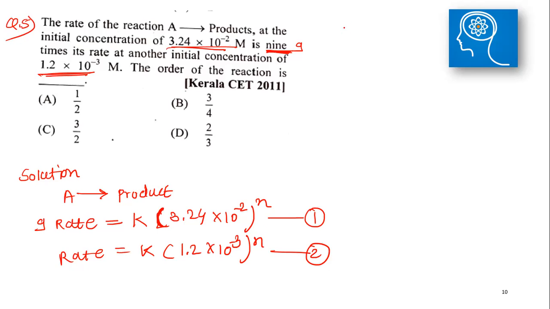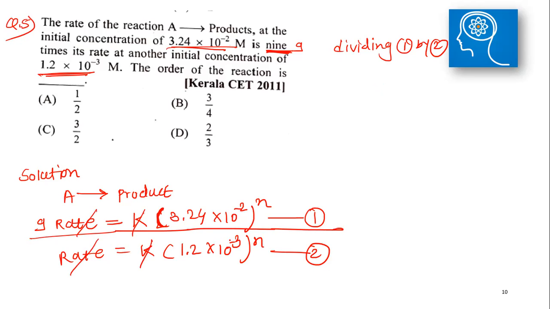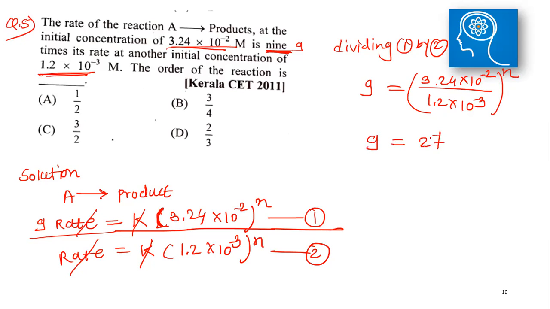Now dividing equation 1 by 2. What will we get? We divided equation 1 by 2, so the rates cancel out, and k and k cancel out. Okay, what remains here: 9 is equal to 3.24 10 to the power minus 2 upon 1.2 10 to the power minus 3, and whole to the power n. Okay, so what will we get? 9 is equal to, if we solve this, we get 27 to the power n.